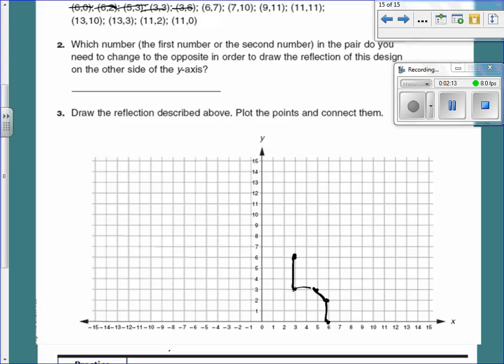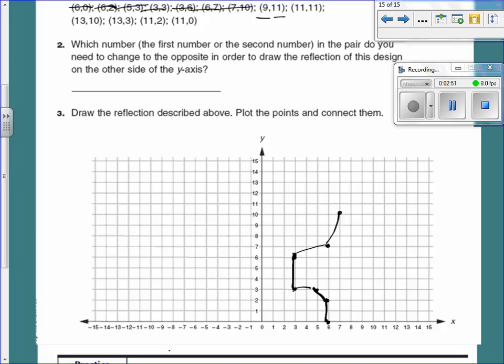Next we have 6, 7. So I'm going back over the 6, going up 7, and then I'm going to connect that. Oh, I wonder what we're going to have here for a shape. I wonder what they're going to give us. Next one, go over 7, up 10. Make a point. Connect it. Wonder what we got.